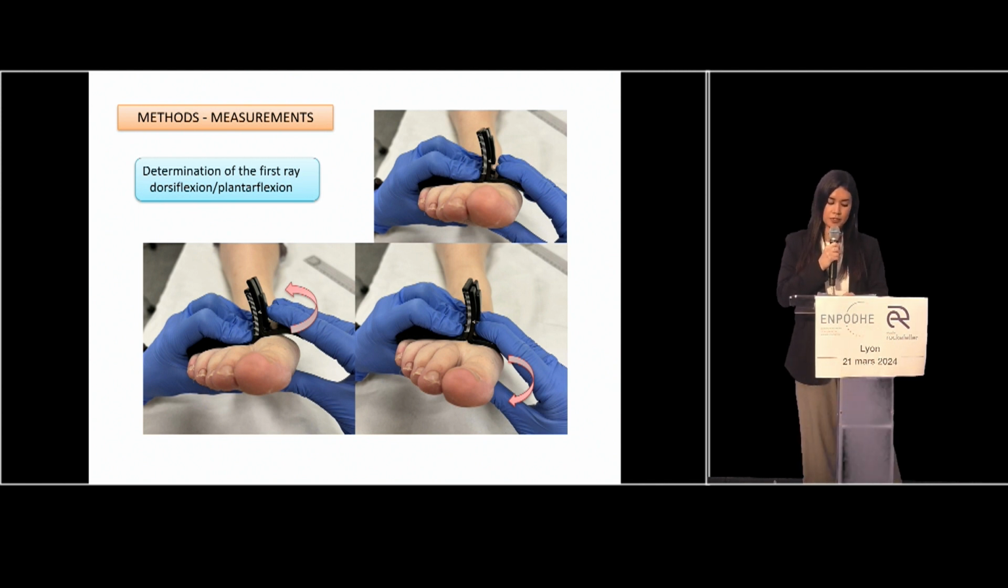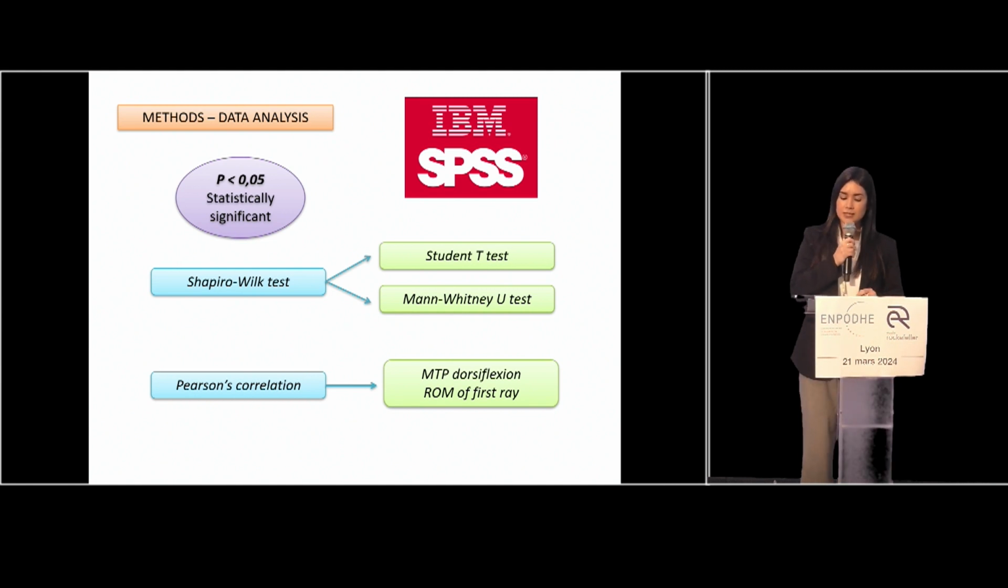And the mobility of the first ray was measured with a first ray device. The head of the first metatarsal was moved upward to its maximum range in dorsiflexion and then moved downward to its maximum range in plantar flexion. In the data analysis, we used the Shapiro-Wilk test, the Student t-test, and the Mann-Whitney U test. Pearson correlation coefficient was used to determine the relation between the metatarsophalangeal dorsiflexion and range of motion of the first ray.